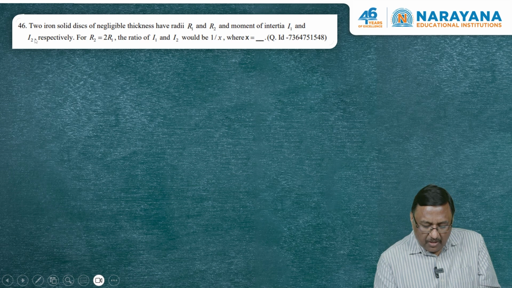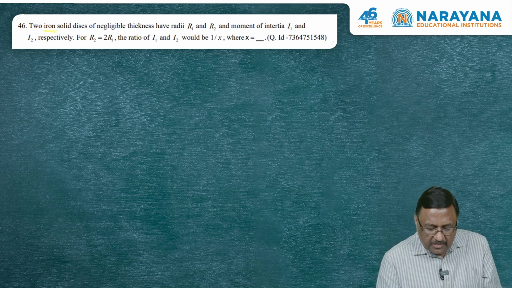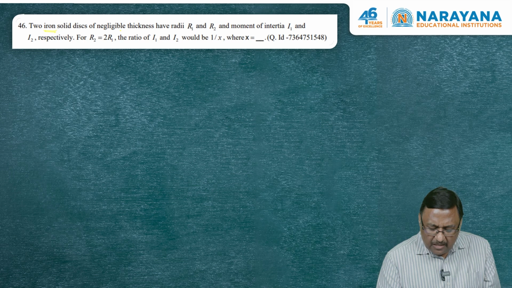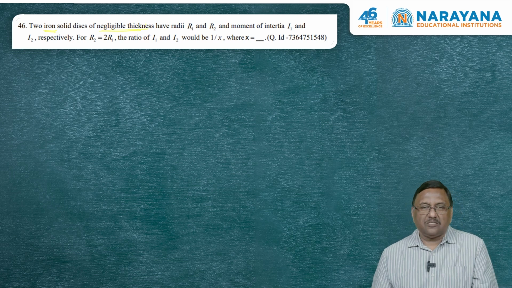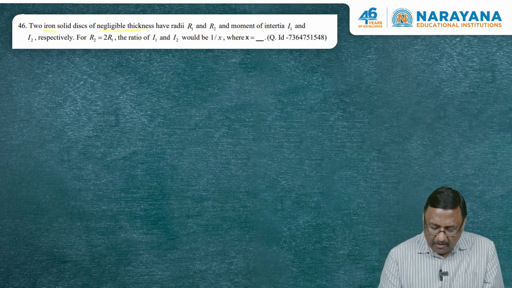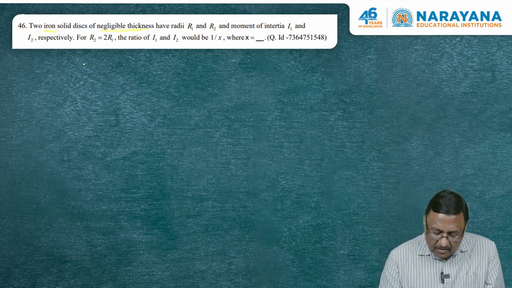See here in this question, one thing he is saying is iron, that means the material is the same. Negligible thickness, okay, no problem. You can consider thickness to be negligible, so you can write mass is proportional to the area, not an issue. So if I write this mass value here, I can write first thing, mass density.